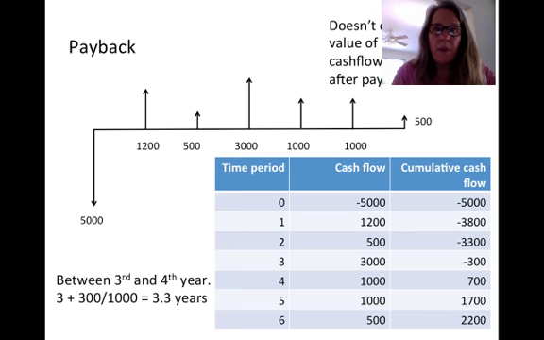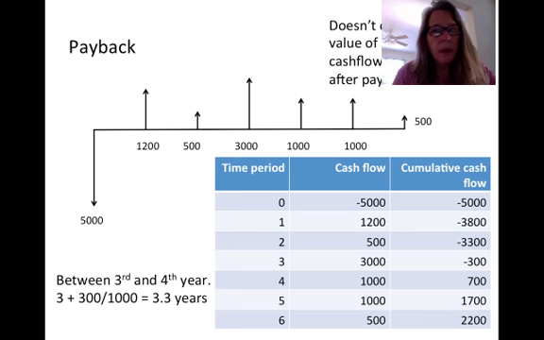So the problem with payback is that it doesn't include anything about the time value of money, and it also doesn't include anything about cash flows that happen after payback. So we don't care anything about what happened in the 5th or the 6th year, because it's after that 3.3 year period. And that's a little bit of a fallacy, because what if in the future you get a huge payback? That might be a very good investment.